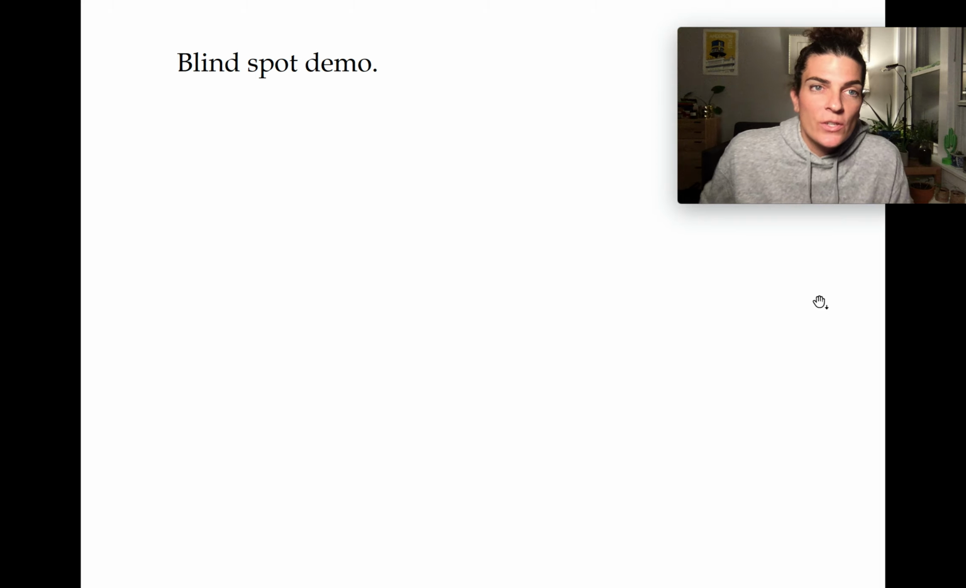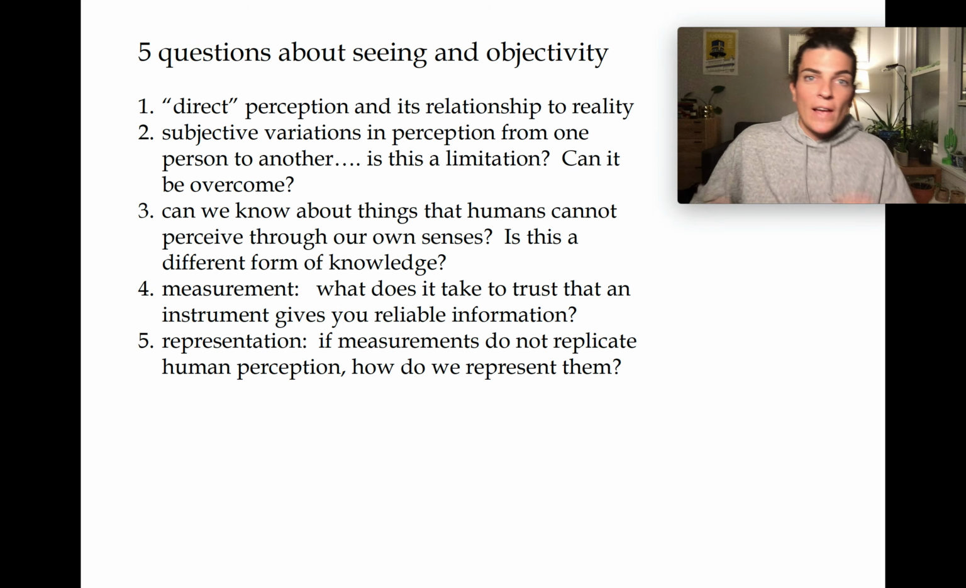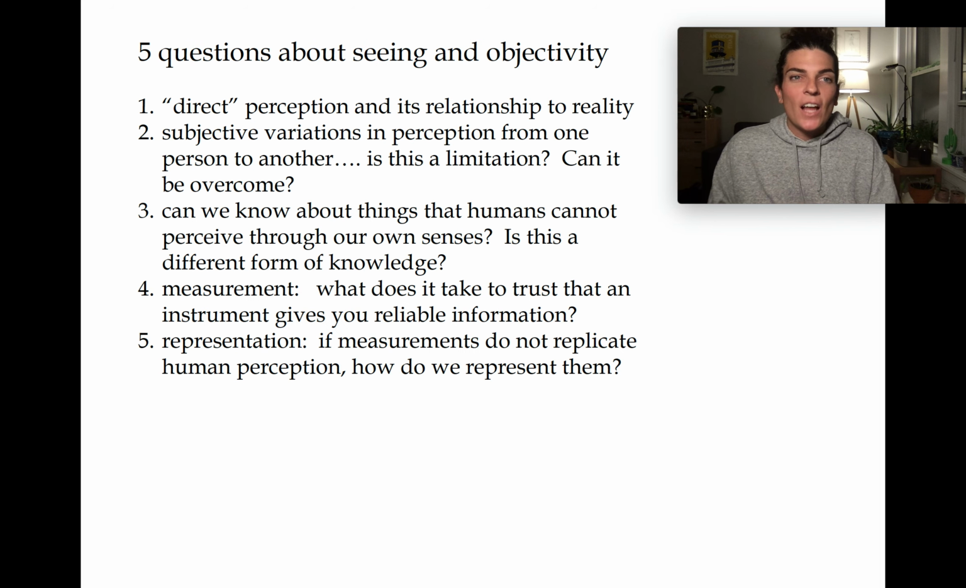So that brings us to five questions about seeing and objectivity. We're talking about observing with our eyes or with a sensor on a satellite. But how objective are those observations? How real? How close to the truth are those observations? So here are some things to keep in mind.